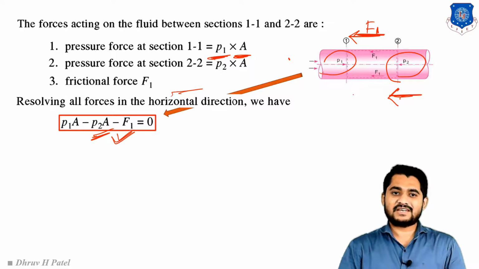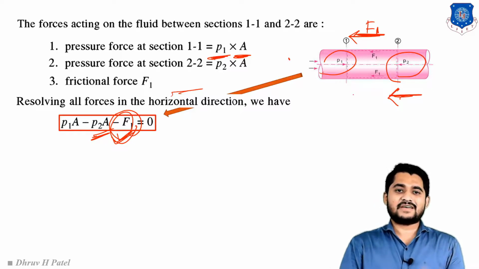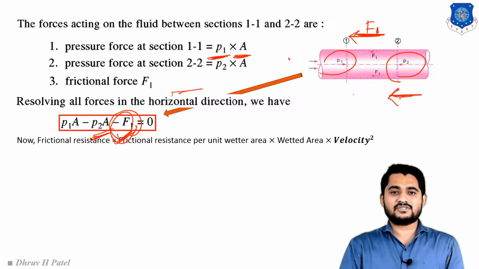So from this sketch here F1 is frictional losses in the pipe, that is unknown. We have to find value of F1 at first and then we will put value of F1 in this equation. So we have to remember this, F1 is equal to frictional losses, that will be frictional resistance per unit area into wetted area into velocity square.